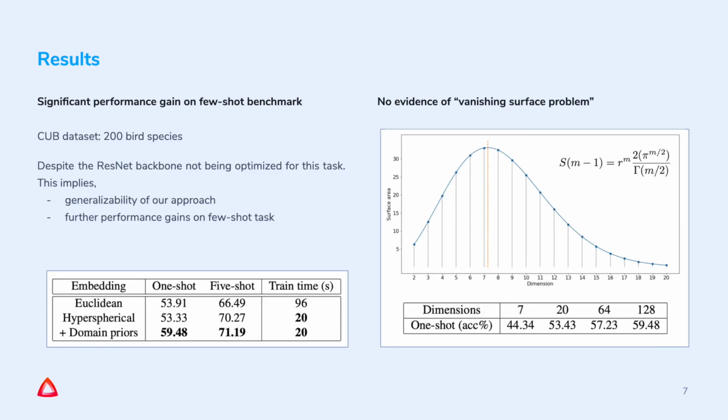Our results show an improvement in the one-shot 5-way and 5-shot 5-way accuracy of never-before-seen classes. Even though the surface of the hypersphere tends to zero with increasing dimension, we see no breakdown in accuracy.